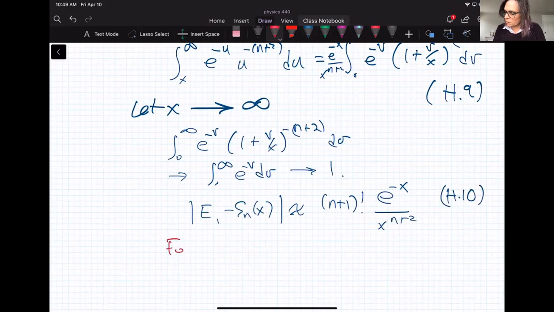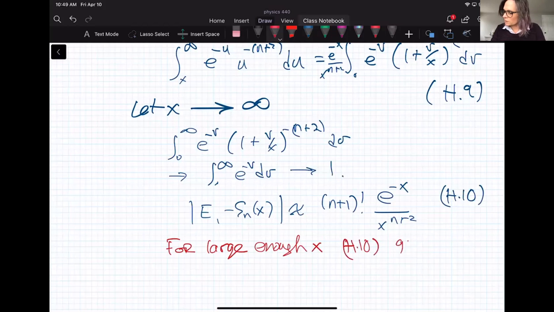So for large enough x, this is a good approximation to our fundamental integral E1. Okay.